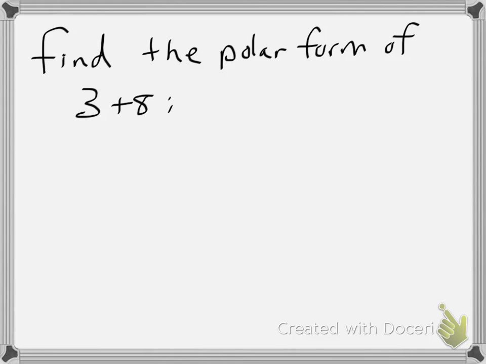Hello everyone. In this video I'm going to be looking at how to find the polar form of the complex number 3 plus 8i. For a problem like this, I'm going to convert a complex number into polar form. First of all, I'll understand that my complex number has the form z equals a plus bi. In this case my a is 3, my b is 8. I'm going to put this in polar form.